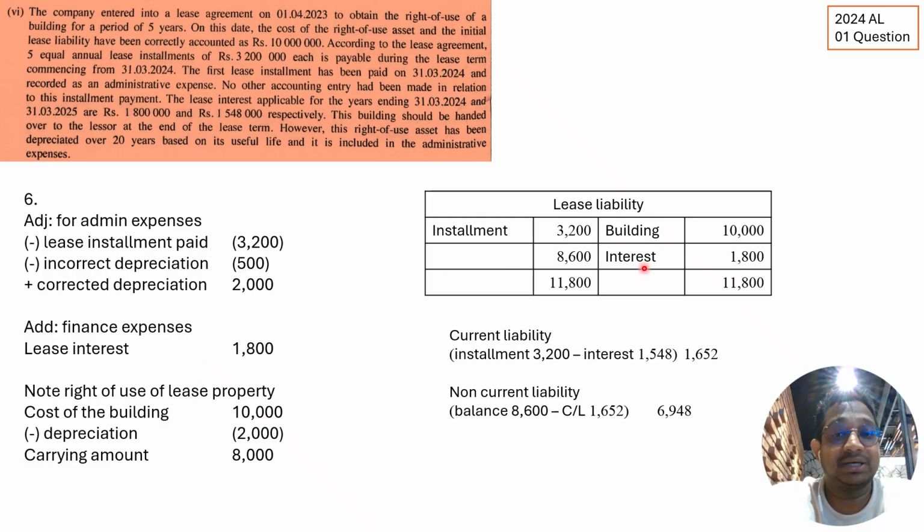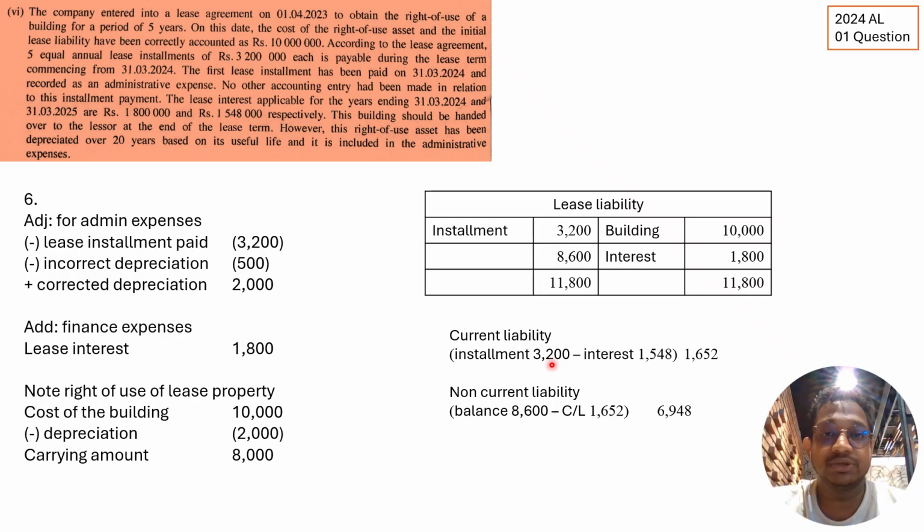So in the lease liability account, the opening initial liability is 10,000 and the current year interest 1,800 that you should credit to the lease liability, and the installment payment after debiting to the lease liability, the balance carried down is 8,600. So what you should do, this 8,600 you have to split between current liabilities and non-current liabilities. The current portion that you are going to pay next year, you have to mention in current liabilities, and the other portion, the remaining amount, you should mention in non-current liabilities, right?